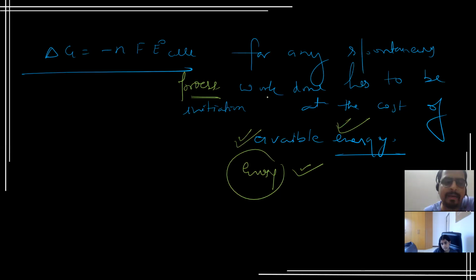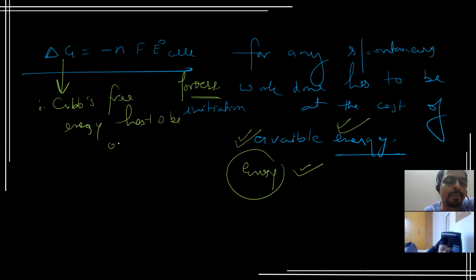Okay, fine. So this has to consume delta G, Gibbs free energy. Gibbs free energy has to be consumed. When it has to be consumed, it should decrease. Decrease means the delta G of the reaction should be negative for any spontaneous reaction.